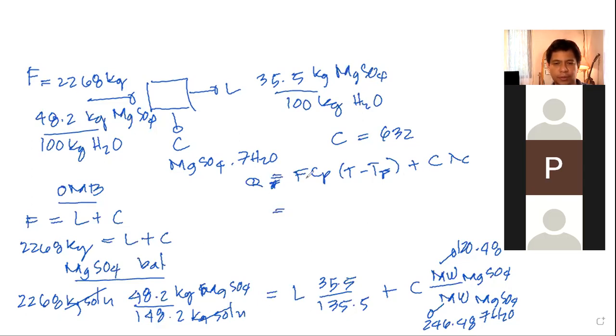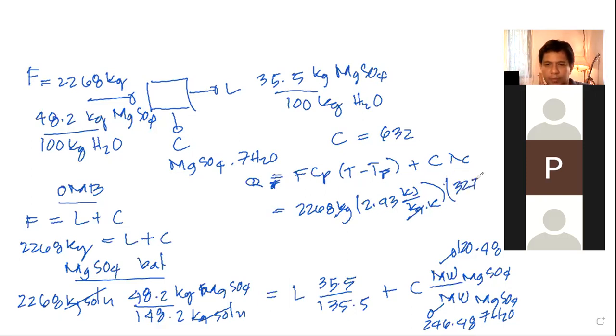So, gusto nyo, gawin nating positive. So, MF natin ay 2,268 kilogram. Ang C ay 2.93. This is kilojoules per kilogram Kelvin. Okay, cancel to, di ba? Tapos multiply natin ng temperature na given. So 327.6 minus 293.2. Medyo binaliktad ko na para positive na siya. Para pag in-add natin yung isang term, i-add yung dalawa eh. So yung C natin is 632 kilogram.